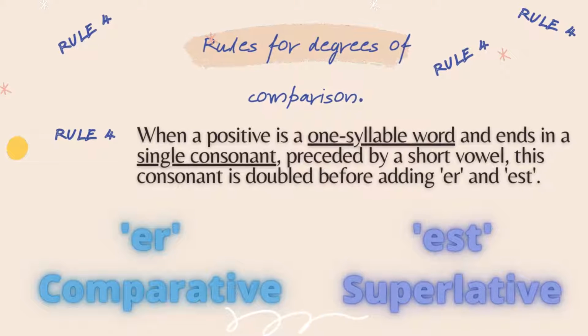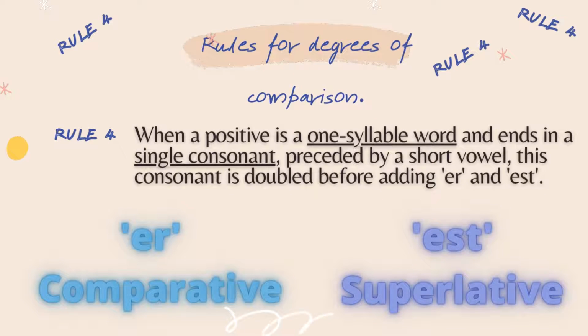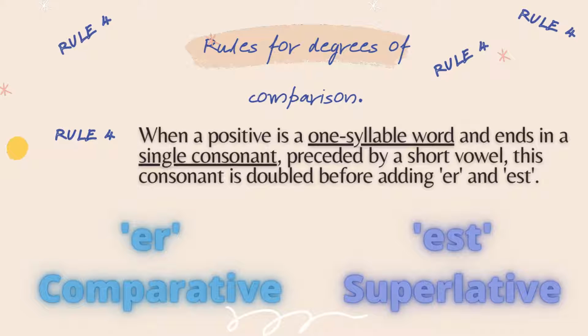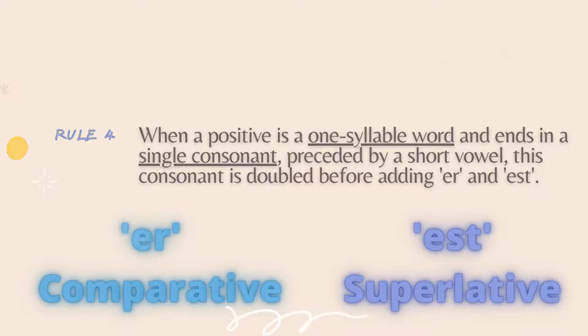So coming to our rule 4, when a positive is a one-syllable word and it ends in a single consonant preceded by a short vowel, this consonant is doubled before adding ER for comparative and EST for superlative. So let us make this clear with a few examples.